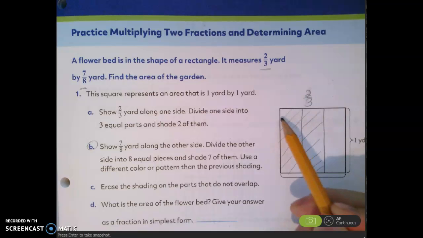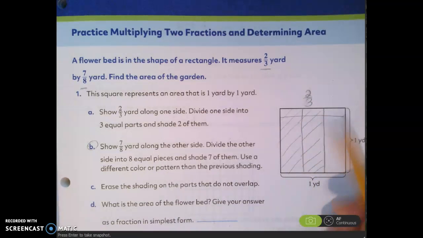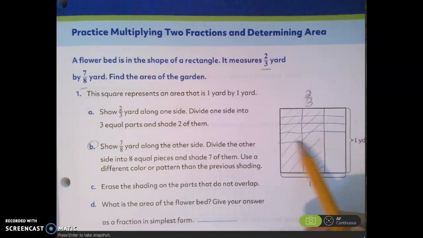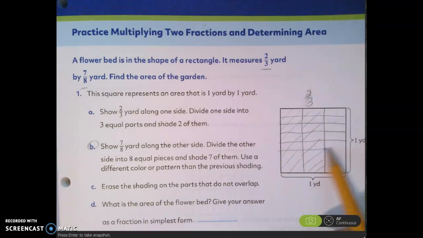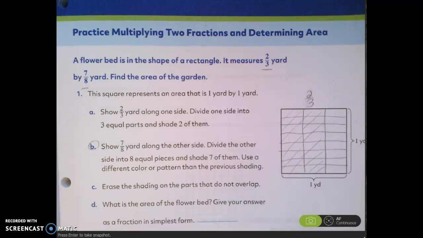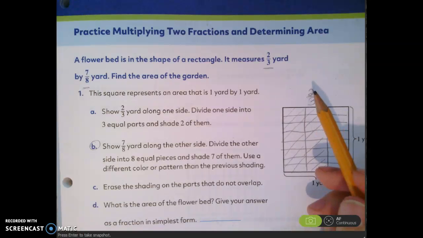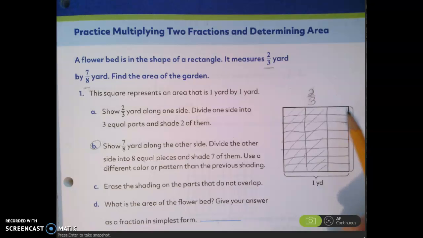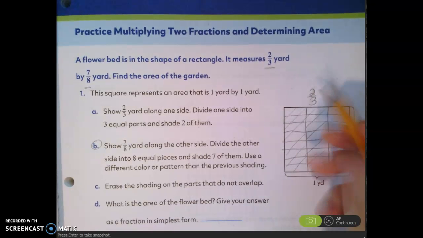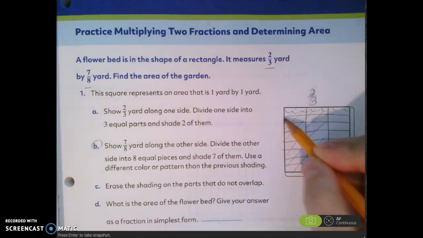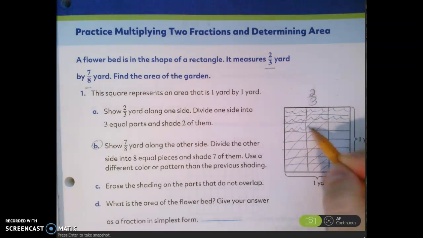So I'm just going to start drawing my lines to divide this up into 8 equal parts. So there's 4 equal parts, 5, 6, 7, 8 equal parts. Now I am going to shade 7 of those eighths. I'm going to do my best just to ignore the original lines that I drew for the 2/3, just to try to only focus in on my 7/8. So I think I will do wavy lines to represent my 7/8.